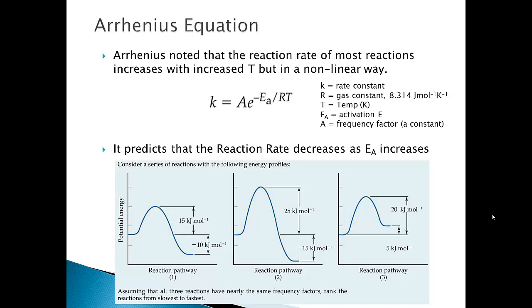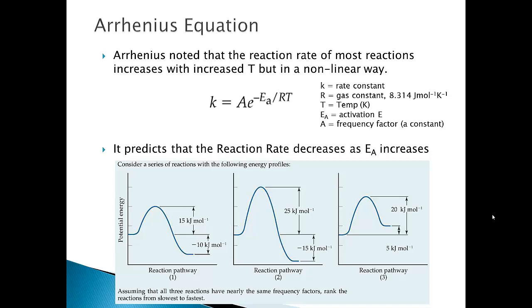So this is our relationship. And it predicts that the reaction rate decreases as the activation energy increases. That's the important part of this. Notice that it's negative EA divided by RT in the Arrhenius equation. What this means is as EA is getting larger, the reaction rate is going to decrease.